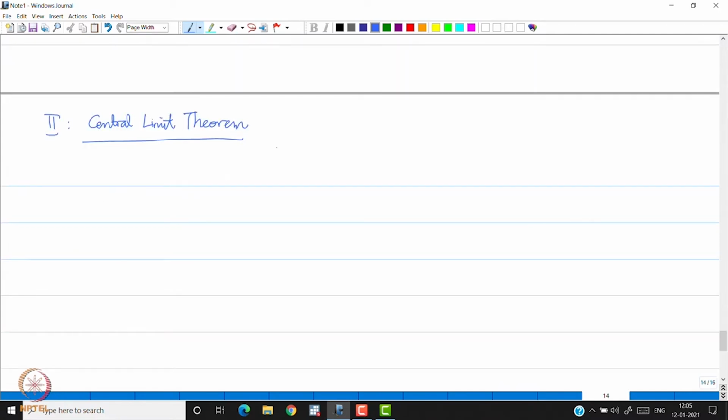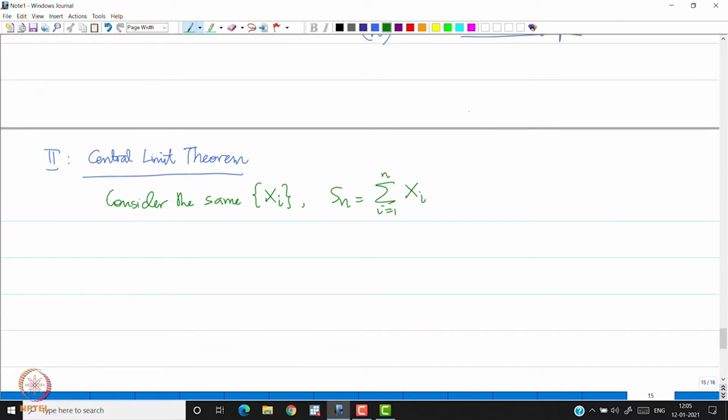So we go back to, we consider again, of course, the same IID random variables Xi and the same Xn. So same Xi and the same Sn. So Sn equal to sigma. Sn and Xi have the same meaning here also. It's the same Xi that we have, and we are again forming the sum Sn as sigma i equal to 1 to n of Xi. But instead of now dividing by n, now we're going to do something somewhat different.